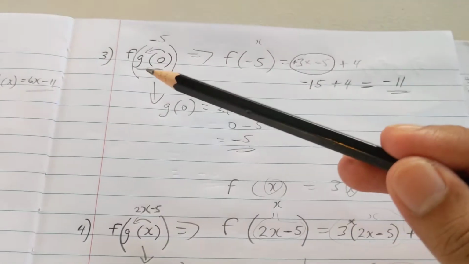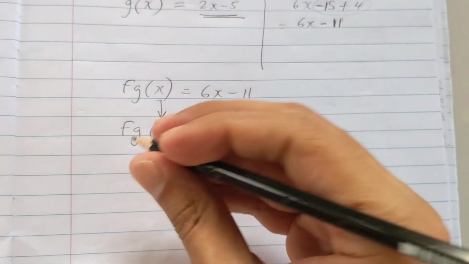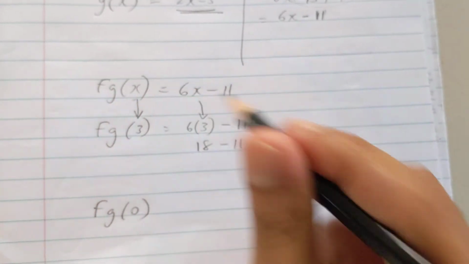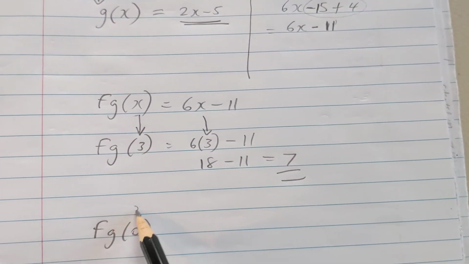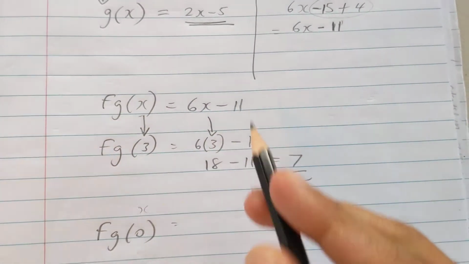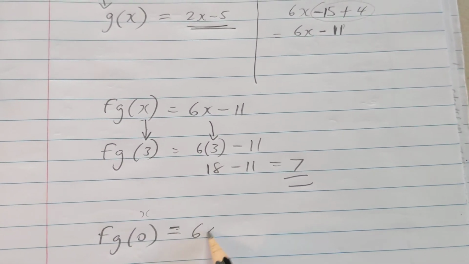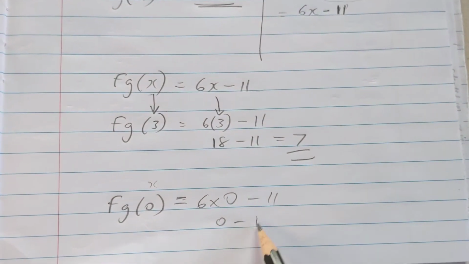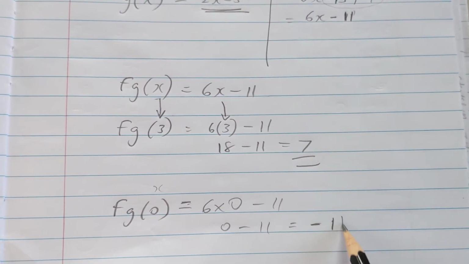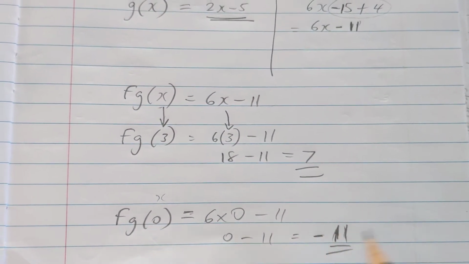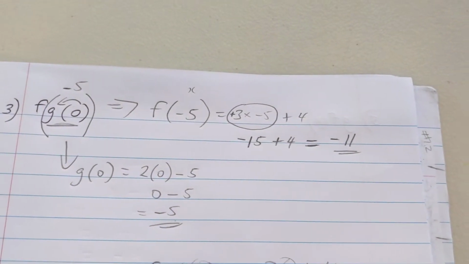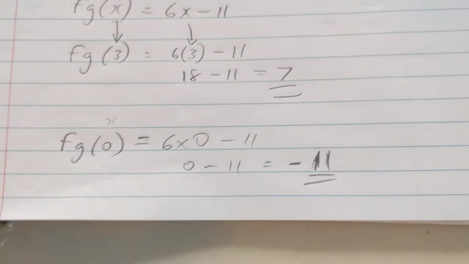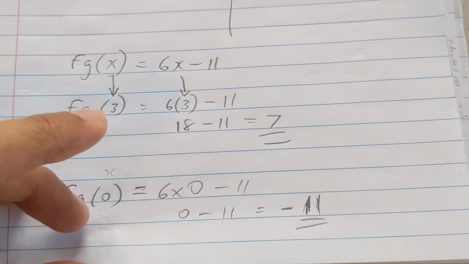Similarly, we did fg at 0 here. Let me take a look at fg at 0. So if we want to do fg at 0, again, we already have fg at x. So I'm going to replace x with 0. So that means this x is going to be replaced with 0, and we're now going to get 6 times 0 minus 11. 0 times anything is 0. 0 minus 11 is minus 11, and guess what? That was the same answer we got up here when I tried to work out fg at 0. It just took two steps instead of one, but I must have that function first.